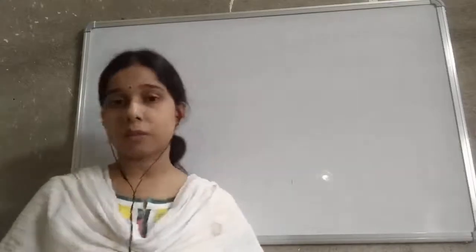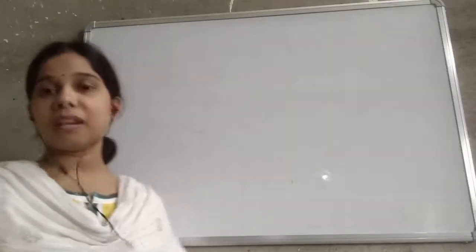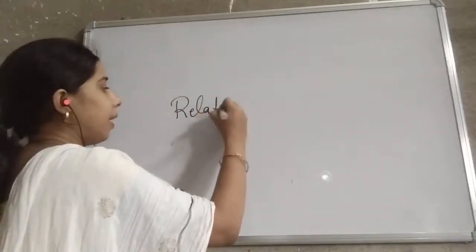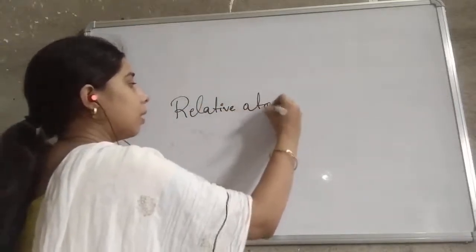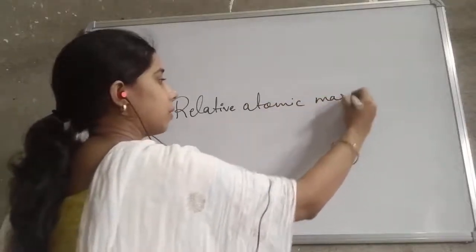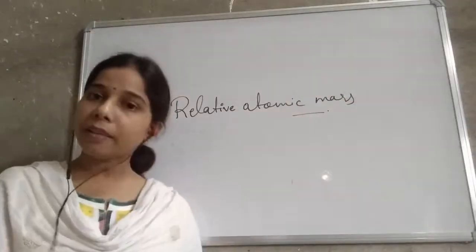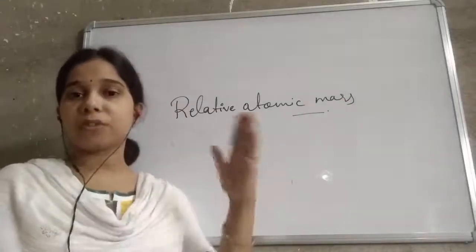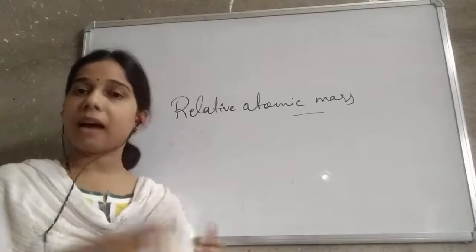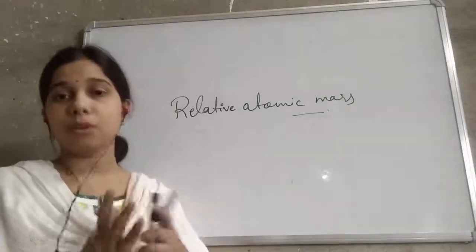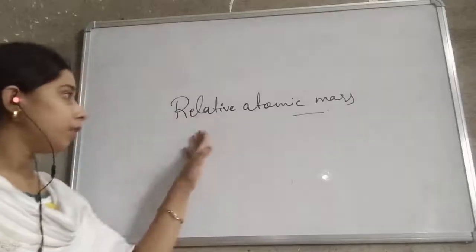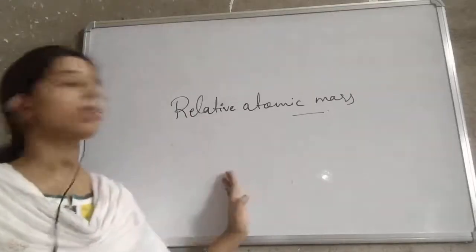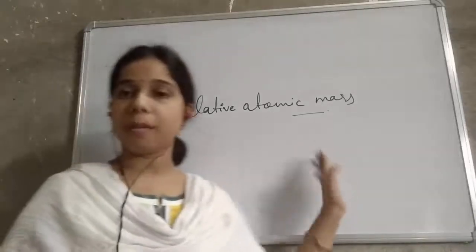And the mass which we get after using a reference unit, we use the term for it, that is relative atomic mass. Why relative atomic mass? Because here we are showing the relationship between the reference unit and the atom of the element which we have to measure. So the atomic mass which comes out after using a reference unit is the relative atomic mass.